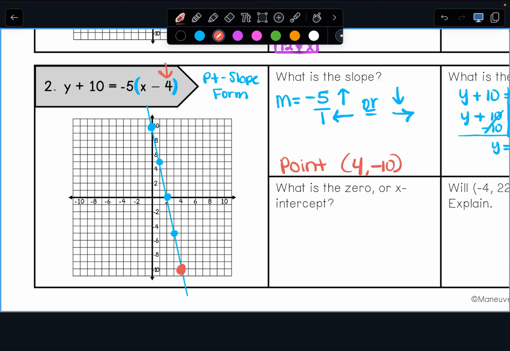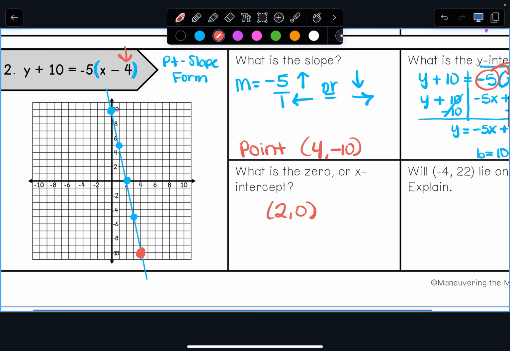All right, what is the x-intercept? (2, 0). Yep. Very good. Will (-4, -22) be on the line?